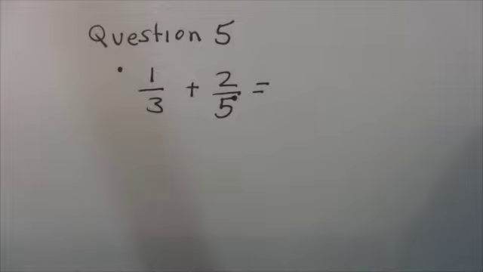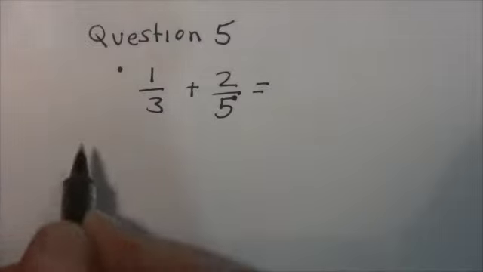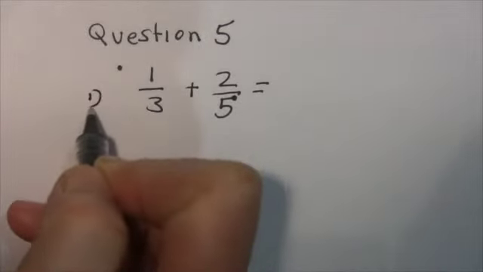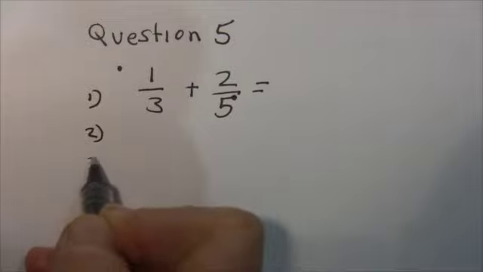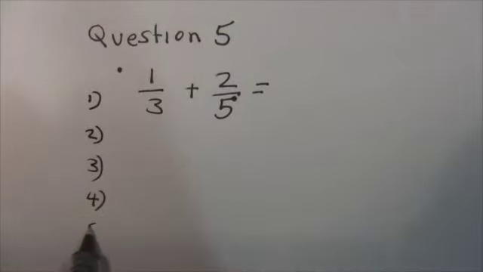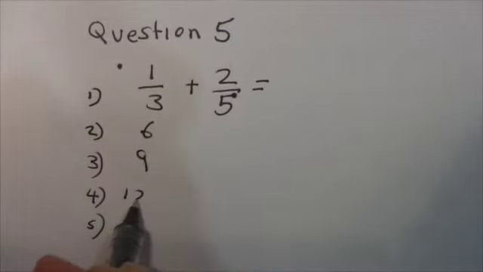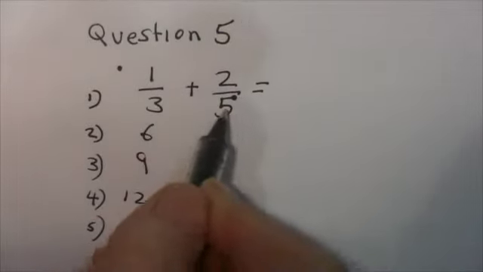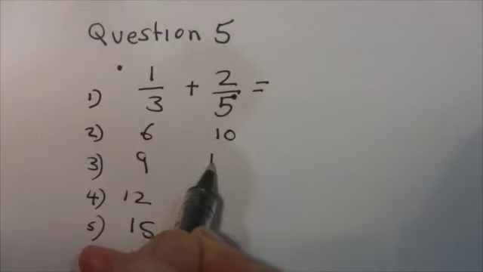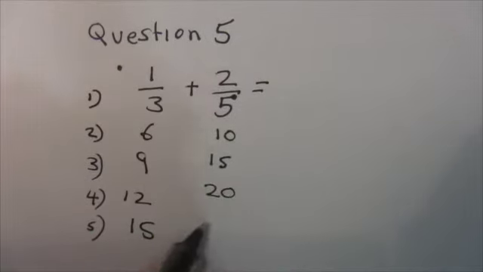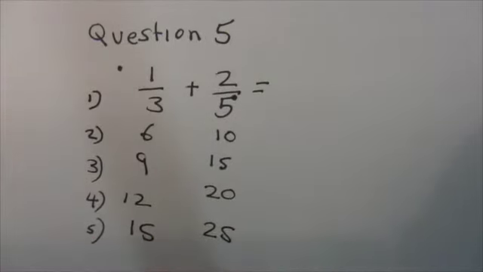Question 5. 1/3 plus 2/5. The denominators are not the same, so we can't just add. We need to make the denominators the same. So let's find a new denominator. 1, 2, 3, 4, 5. 3, 6, 9, 12, 15. 5, 10, 15, 20, 25.